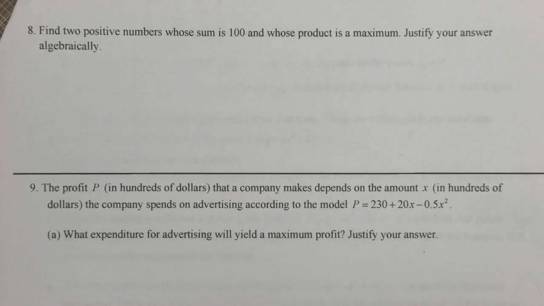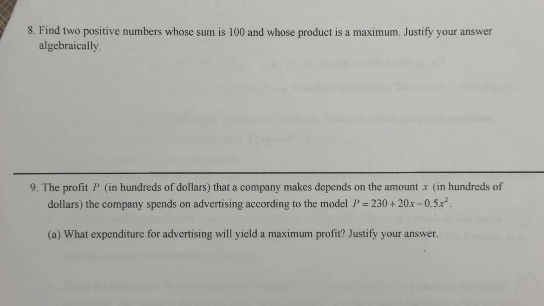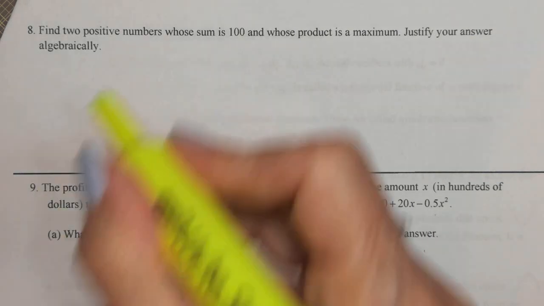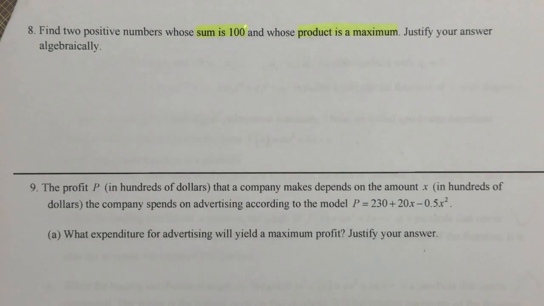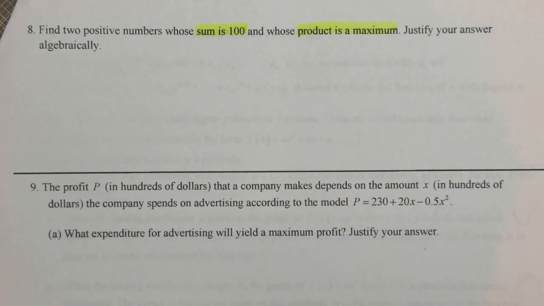Okay, how can we use this? Find two positive numbers whose sum is 100. Their sum is 100, and I want their product to be a maximum. And we have to justify algebraically, which means we have to do this algebraically, not just go and test numbers or whatever, okay? That's what I say when I want you to do it the way we're doing it, using the material that we're using, not just guess and check. Guess and check is not justifying algebraically.